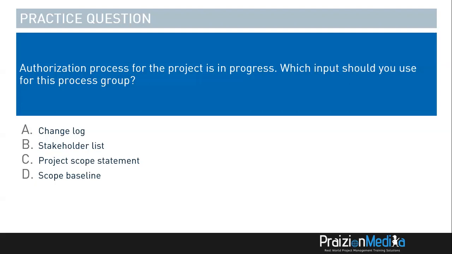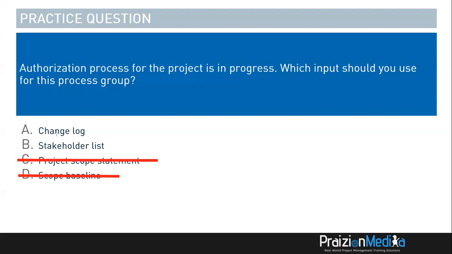All right, well, let's take a look at what the answer could be now. Taking a look at the screen, you can see it says authorization process for the project is in progress. As usual, we know this is initiating, but then it says which input should you use for this process group? And when you take a look at all the options using the process of elimination, you know that you wouldn't use the scope baseline as an input to initiate it. You would not use the project scope statement either.